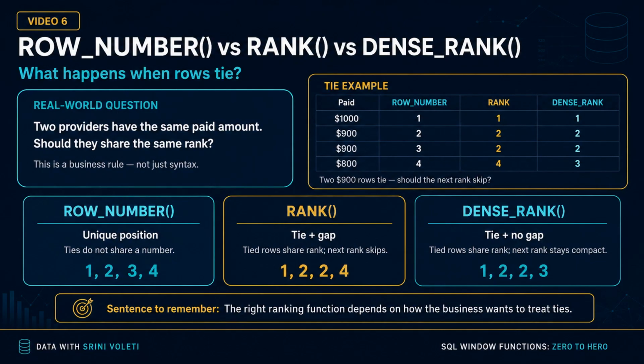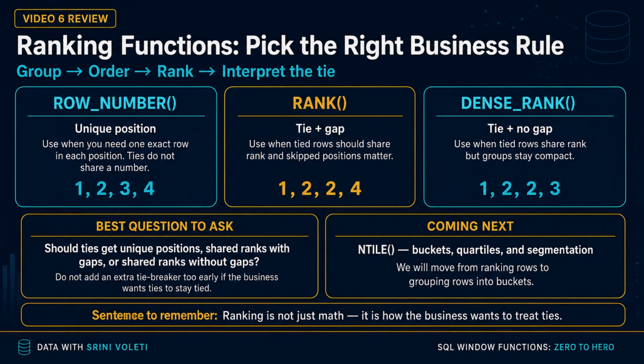Let us close this out with a mental model, because this is where people usually mix up the three functions. Row number always gives unique positions. If two rows tie, one still becomes 2 and another becomes 3. That's useful when you need exactly one row for each position, like deduping, picking one latest record, or forcing a single top row. Rank respects ties. If two rows tie for second position, both get rank 2, but the next row becomes rank 4 because positions were skipped. That is useful for competition style ranking where gaps matter.